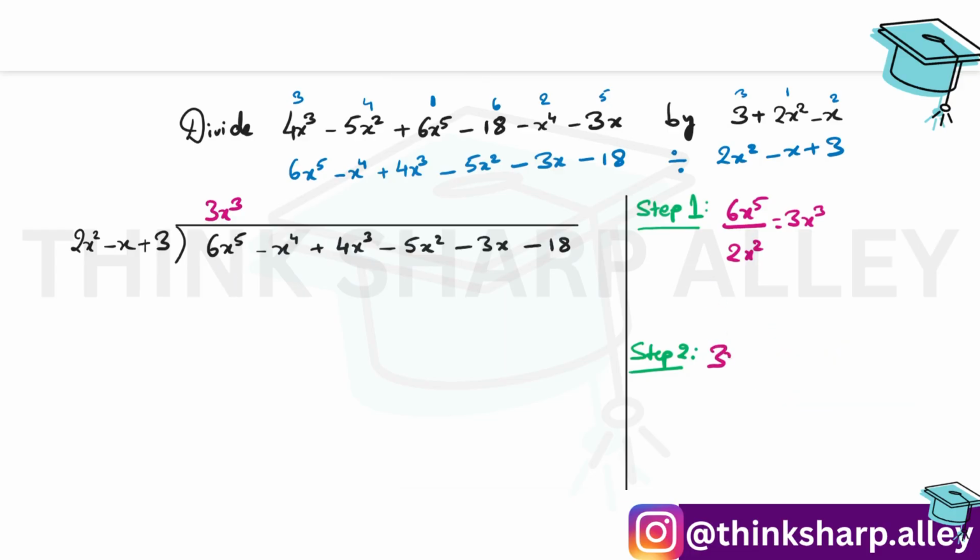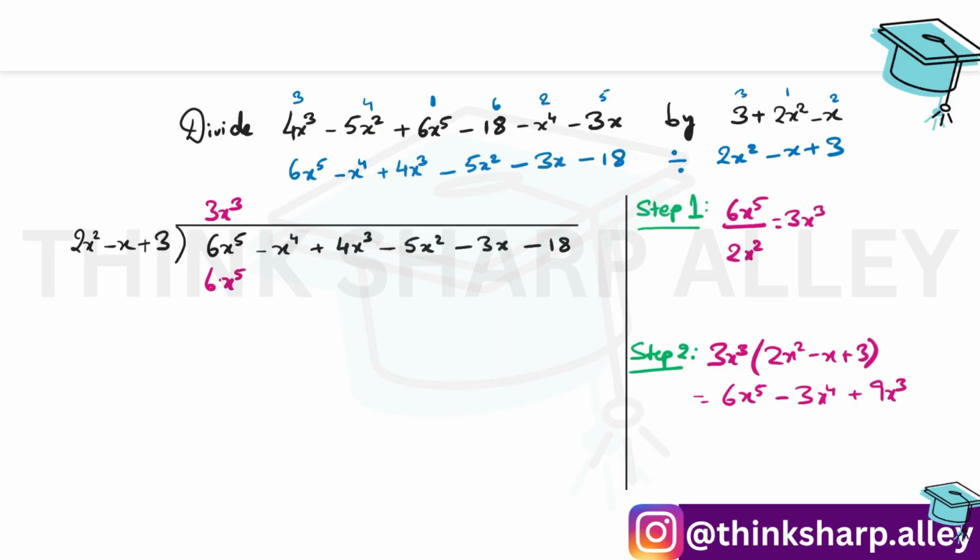So we divide now 3x cubed with the divisor. So we multiply 3x cubed with the divisor, and we get 3 times 2, 6, x to the power 5 minus 3x to the power 4 plus 9x cubed. Then we write this under the dividend, making sure that we write similar terms together.